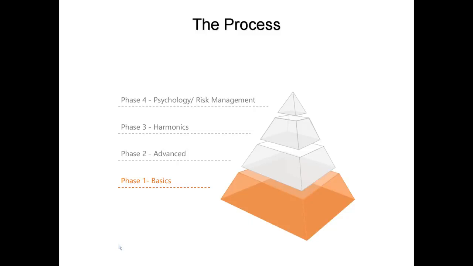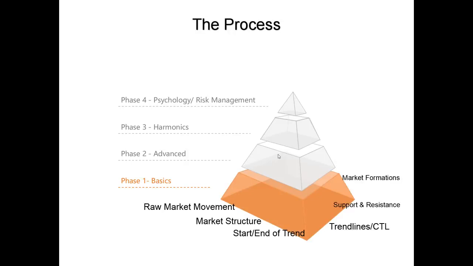Now, the basics. You already know them, so write them down. Raw market movement, market structure, the retests, when it breaks and retests, the start and end of trends, so spotting when a trend is ending and when it's reversing. You need to know that and study that. Trend lines and counter trend lines. Support and resistance and market formations.